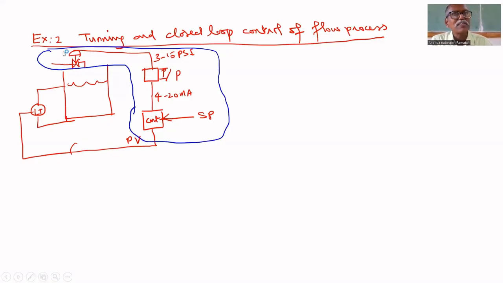In some processes, we have to control the flow rate itself. In that case, what is the process? The process will look like this. Through this, some flow rate is there. For example, a diesel engine. In a diesel engine, the speed has to be controlled irrespective of load.